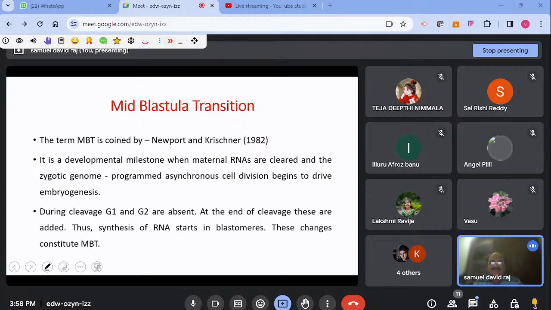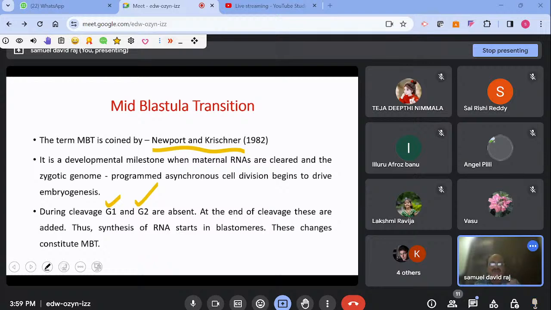Mid-blastular transition is a term coined by Newport and Krishna in 1982. What does it say? I've told you that during cleavage, G1 and G2 are absent, and all the divisions are synchronous. In later stages, it becomes asynchronous, isn't it? That means these G1 and G2 stages are added at a later stage.